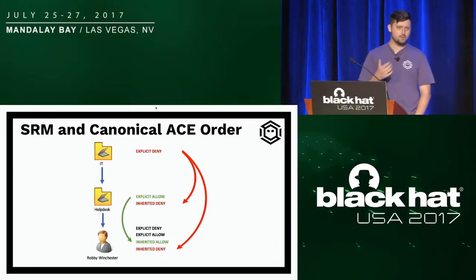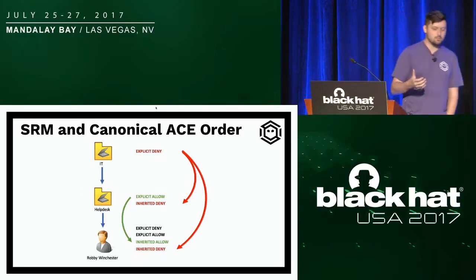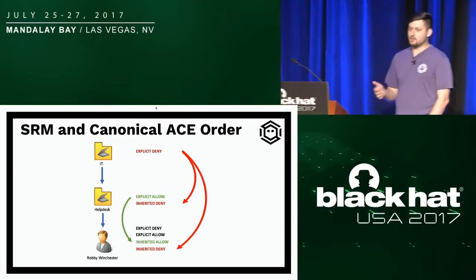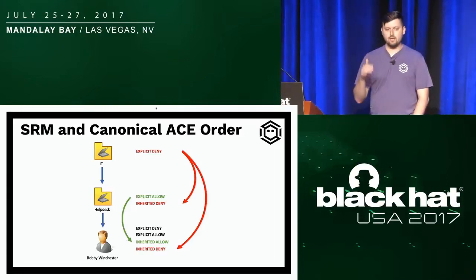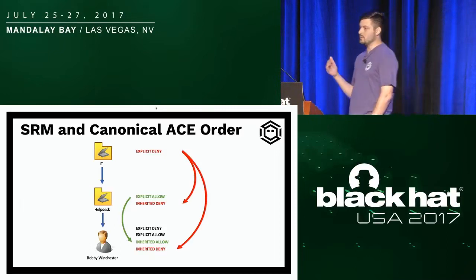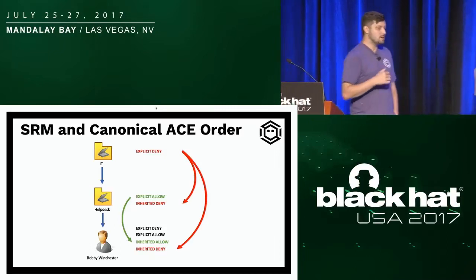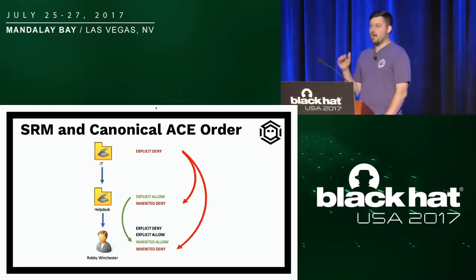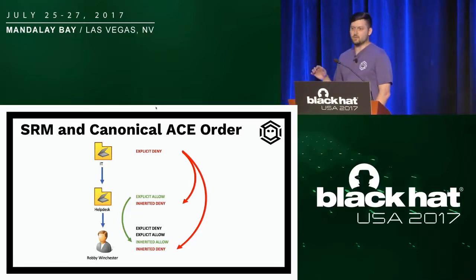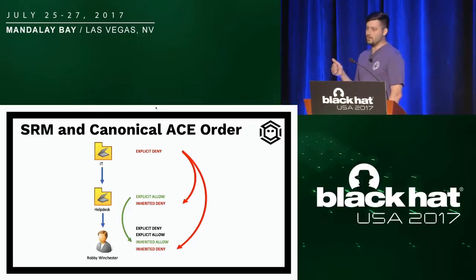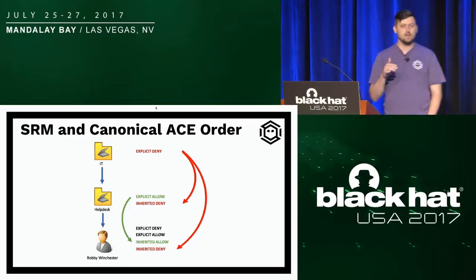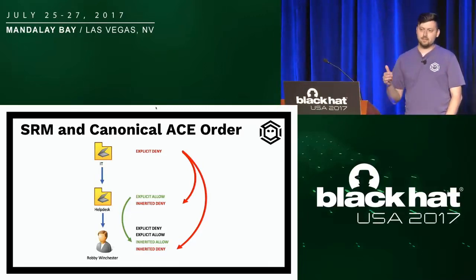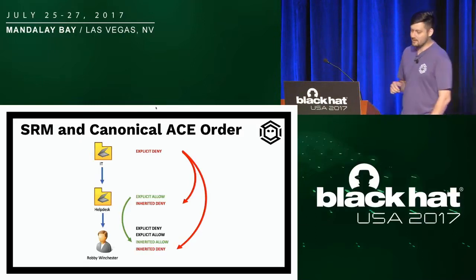So in the Windows security model, the kernel mode security reference monitor is the part of the operating system that actually evaluates the DACL in canonical order, and it makes the access decision of whether access will be granted or denied. This becomes important when we're talking about adding our own malicious ACEs, because we can take advantage of the order of inheritance and the order of evaluation that the SRM uses, and we can abuse that in a way that lets us do very, very sneaky things that we'll talk about in a second.